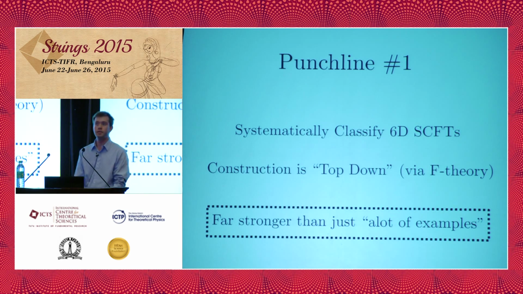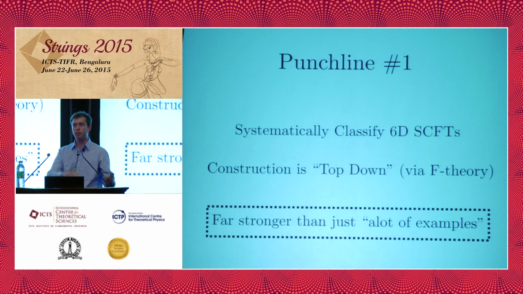So more specifically, I'm going to tell you about how to classify 6D SCFTs that are generated by compactifications of F-theory. And this is in some sense a much stronger statement than just saying it's a lot of examples. It seems to subsume all of the other known constructions of 6D SCFTs in one shot. And part of the reason for that is that F-theory puts all of the ingredients that you use to build an SCFT on the same geometric footing.